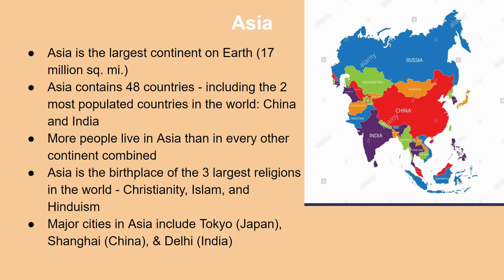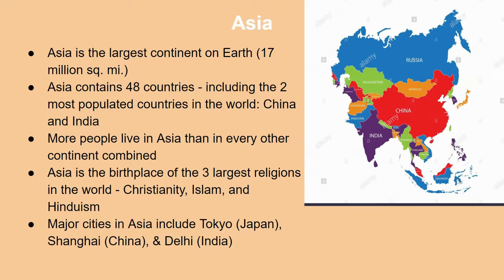So Asia is the largest of all the continents, over 17 million square miles, and it's so massive that most of the people in the world live in Asia. There are more people living in Asia than all of the other continents combined. And one of the main reasons why this is the case is because the two most populated countries in the world, China and India, are both inside of the Asian continent.